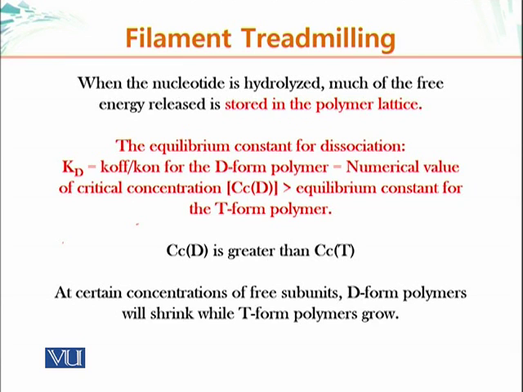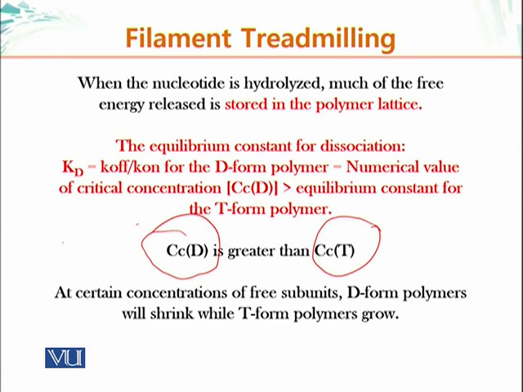T form of the monomer is present in the polymer. Okay, so CCD, critical concentration at the D part of the polymer, and critical concentration at T form. The critical concentration for D form is greater than the T form, meaning that basically you need higher concentration of monomer to add on the D form or the minus part of the polymer.